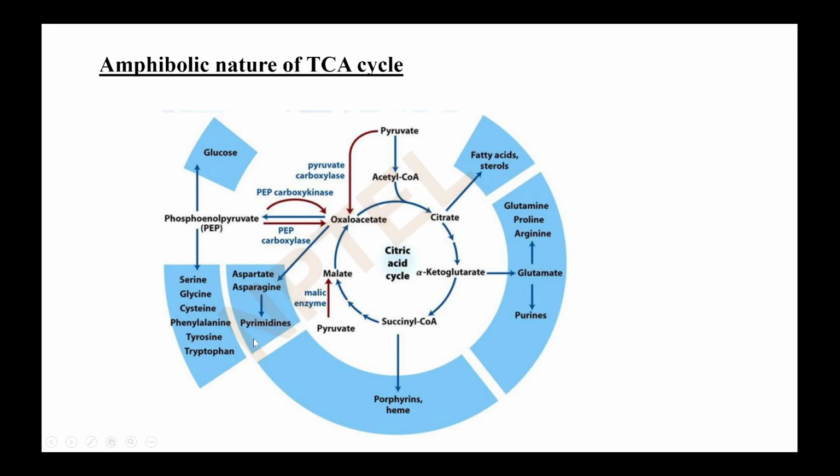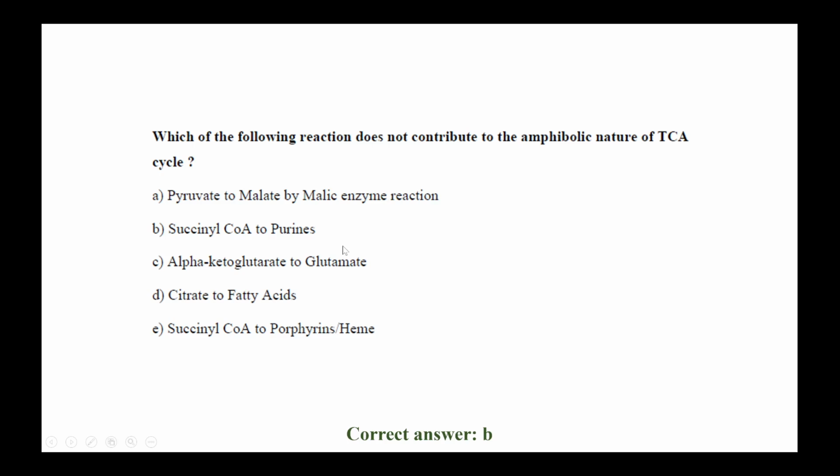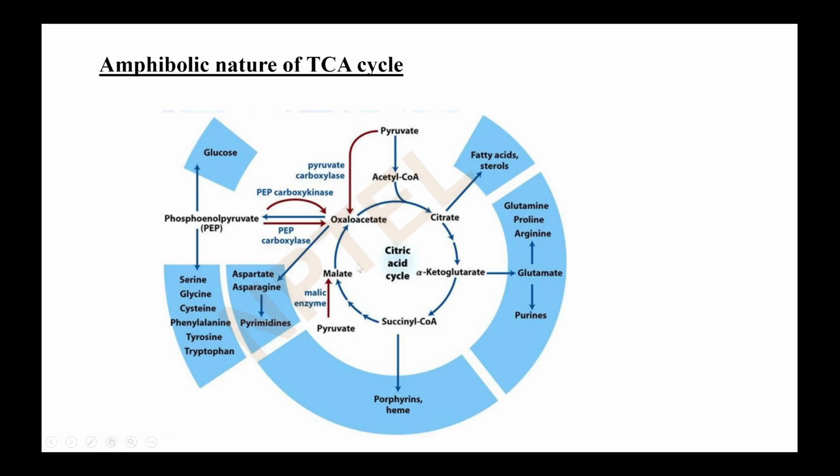be precursors of pyrimidines. So just as glutamate is a precursor of purines, aspartate is a precursor of pyrimidines. And purines and pyrimidines, you know where they are required. They are required for nucleic acid synthesis, right? Your DNA and RNA are comprised of purines and pyrimidines. So what all options did we have? We had pyruvate to malate by malic enzyme reaction, that we have here.